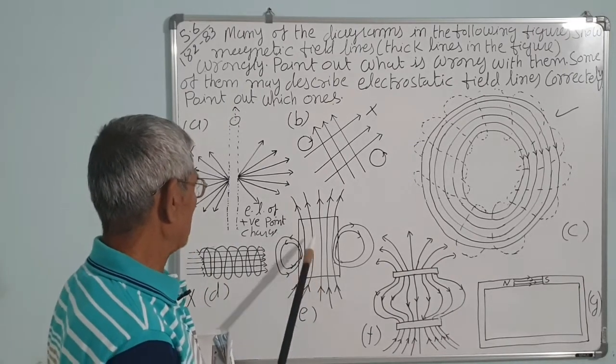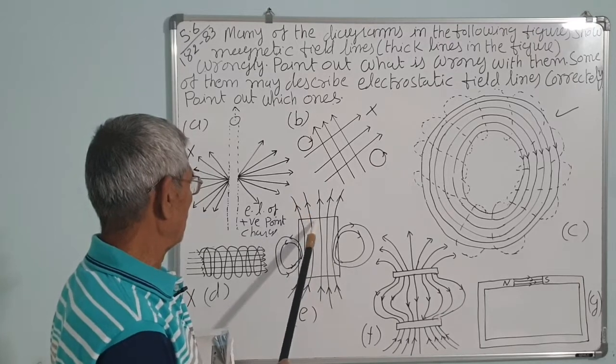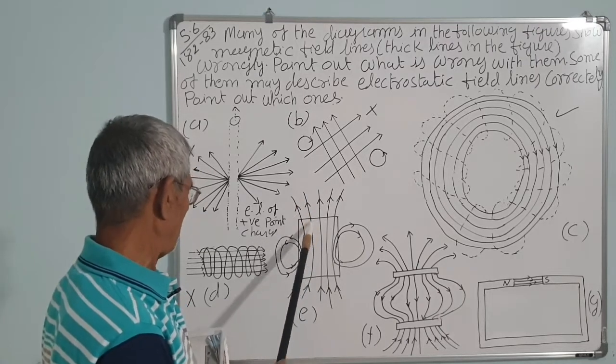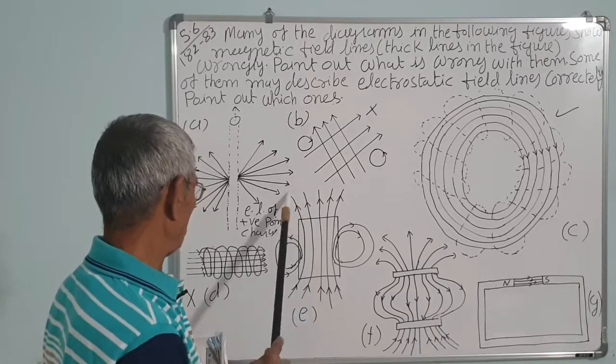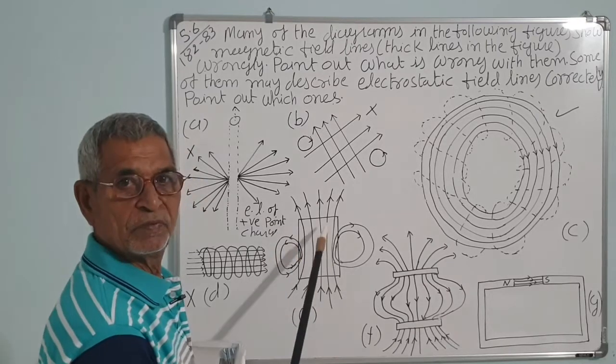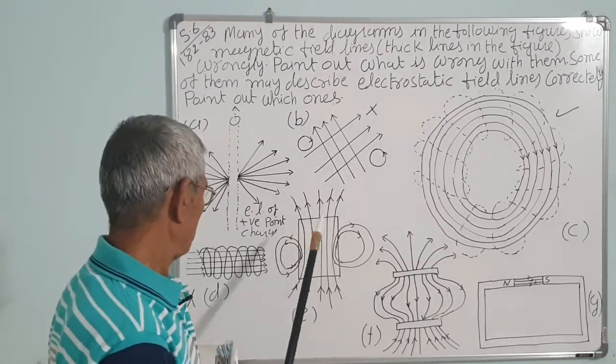Here, magnetic field lines are emerging out of this point, that is, say, consider the north pole, and entering at the south pole. They can form a closed loop. So this is a correct figure. Correct.